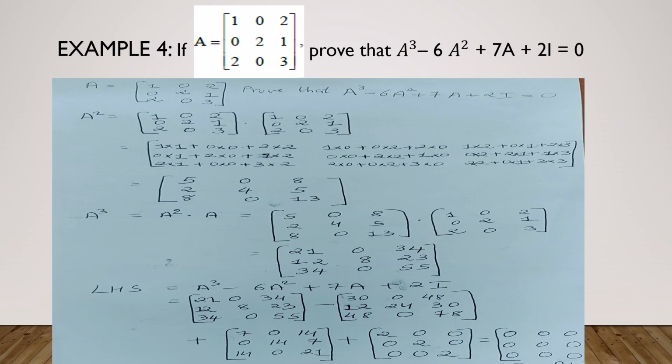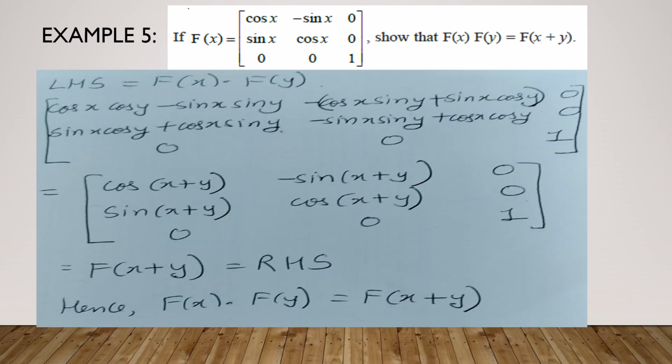Now just do the simple calculation. For example, the first element: 21 minus 30 plus 7 plus 2. What is that? 0. If you do all the elements, you will get the zero matrix. All the elements are 0. Hence, we have proved the equation.